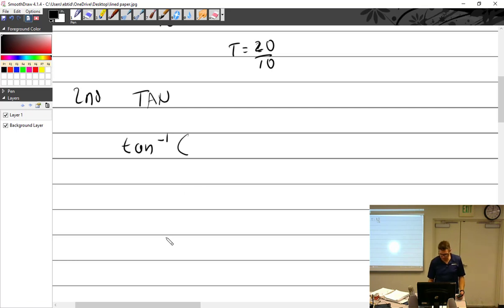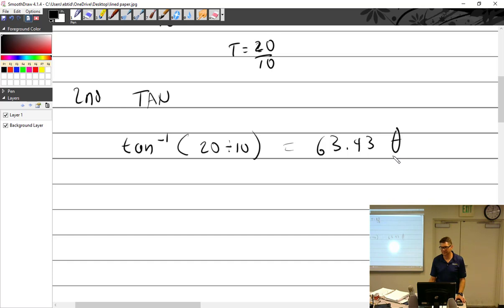Then we're just going to put 20 divided by 10, and then close the parentheses. So 20 divided by 10, probably don't even have to close the parentheses, equals 63.4349. You're done. That's the angle of theta. That wasn't hard, was it?